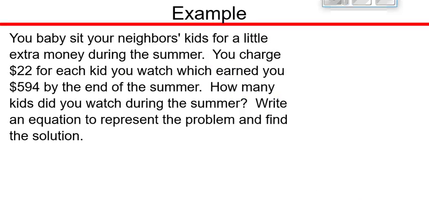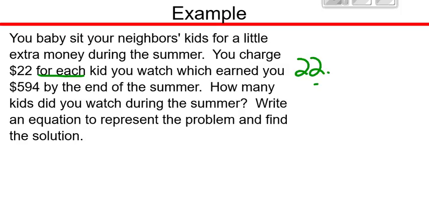Okay, so we got a little babysitting problem here. You're babysitting your neighbor's kids for a little extra money during the summer. You charge $22 for each. That's important, for each. That's like per, so multiplication, $22 per kid you watch, which earned you $594 by the end of summer. So you have $594 total, and you charge $22 per kid.